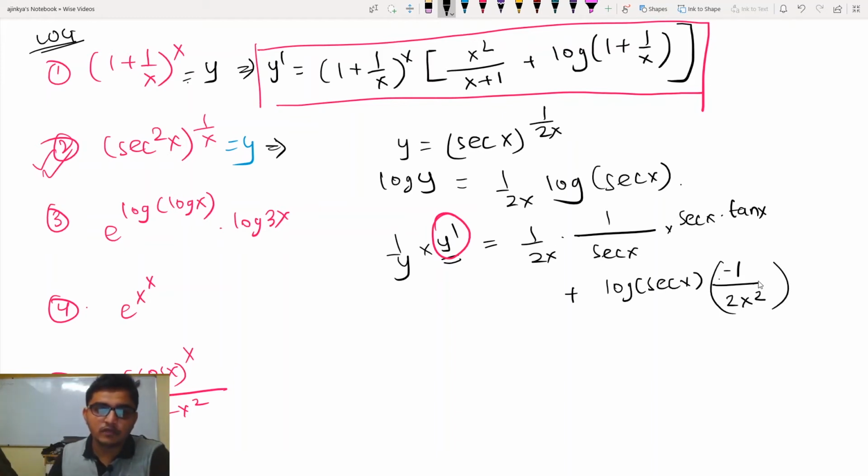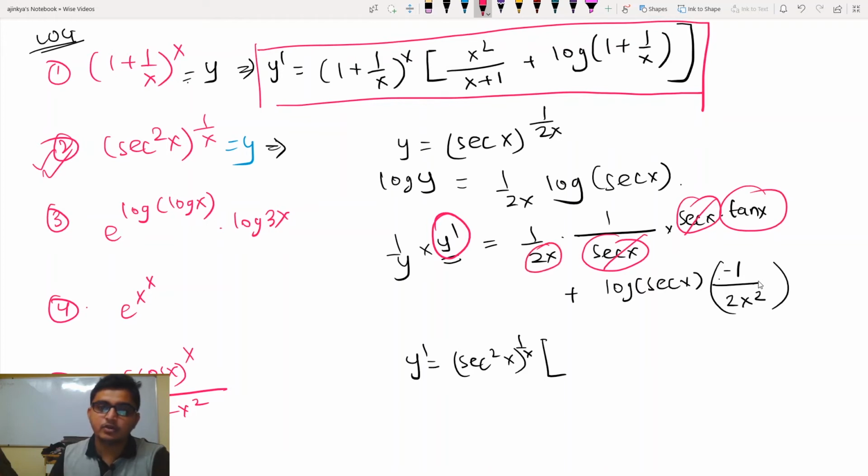So what will be our final answer? It will be y dash equals sec square x raised to 1 upon x times, so here if you look, this sec of x and this sec of x will get cancelled. So you only have tan of x divided by 2x. So you have tan of x divided by 2x as the first term, and for the second term, this negative sign will prevail over here. So we don't have this plus sign, so it is negative.